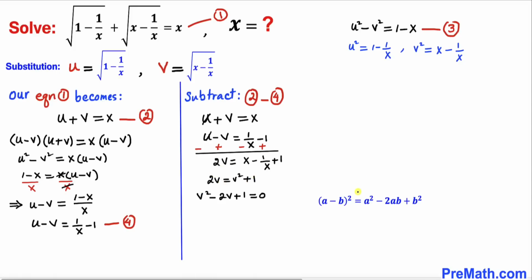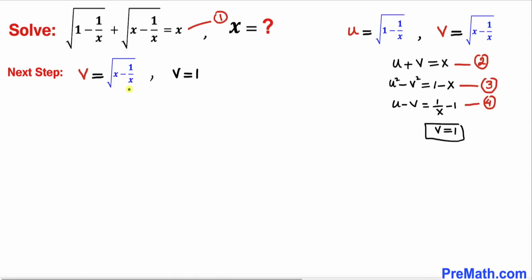And now let's recall this identity, a minus b whole square. So this equation could be written as v minus 1 whole square equal to 0. So that means v minus 1 equal to 0, or simply v turns out to be equal to positive 1.